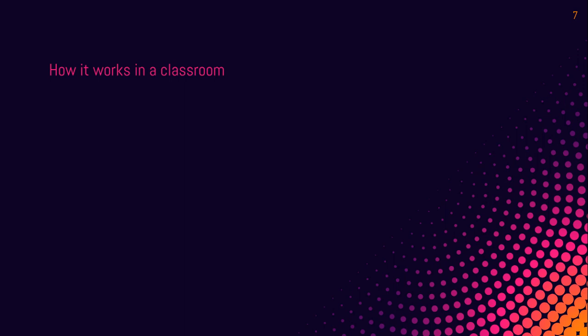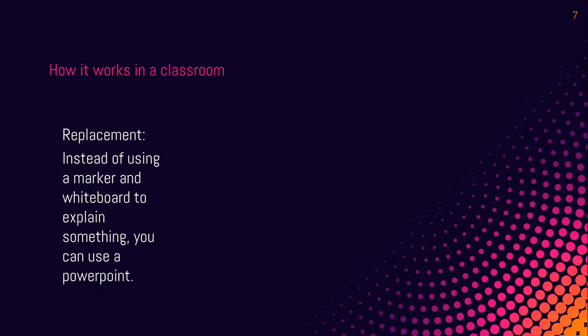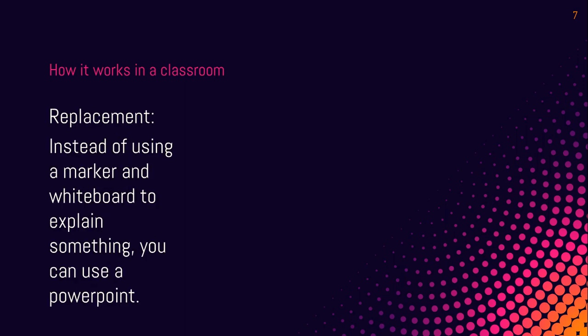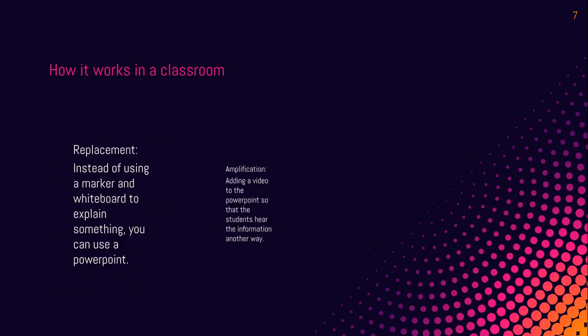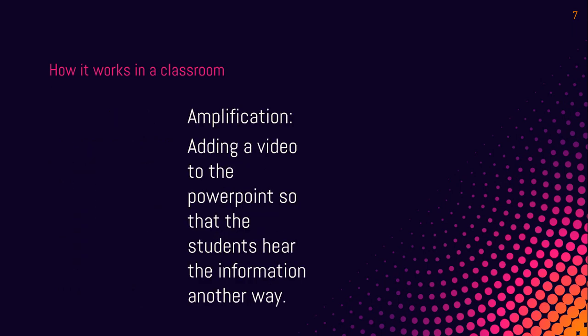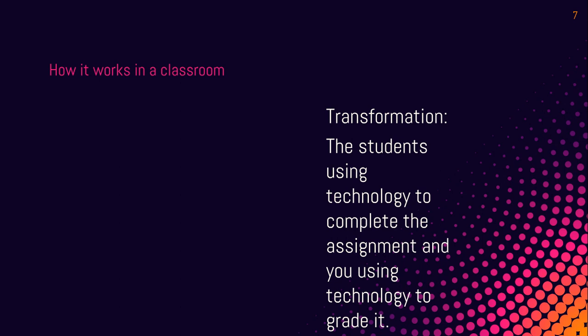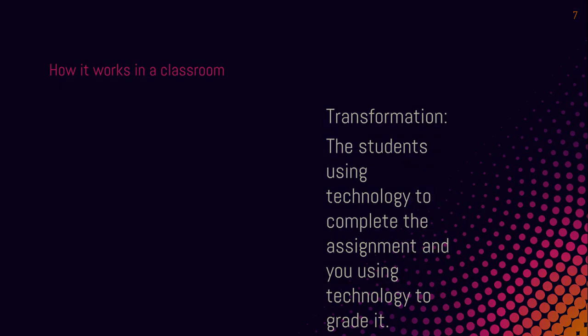So this is how it works in a classroom. With replacement, you are using a PowerPoint to explain what you are teaching instead of just using a whiteboard and marker. For amplification, you decide to add a video to the PowerPoint so that the students can hear the information in another way. And finally, with transformation, you use technology to have the students complete the assignment and to help you grade it. This is all the basic information on RAT.